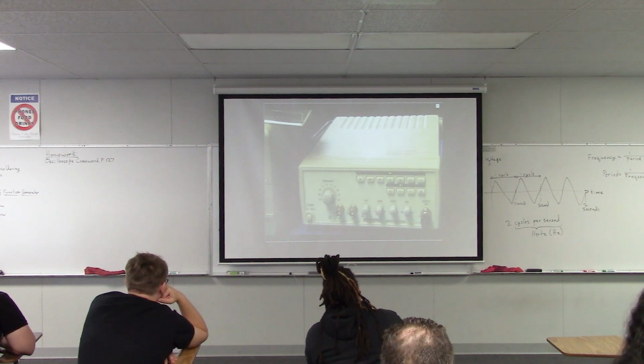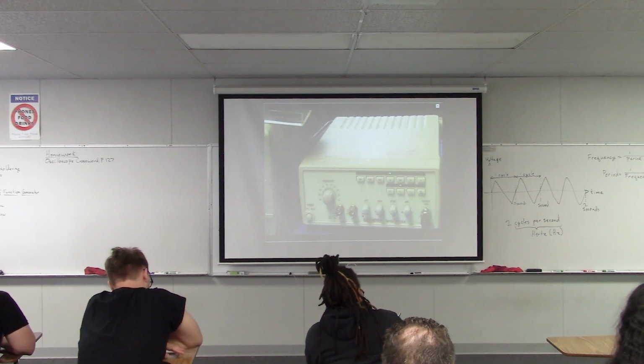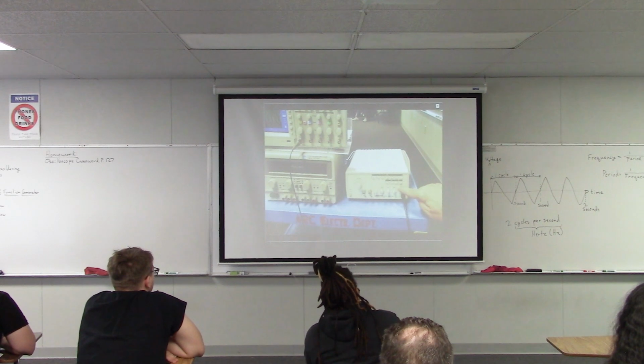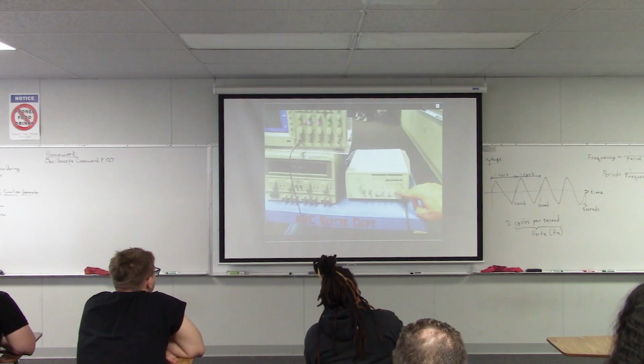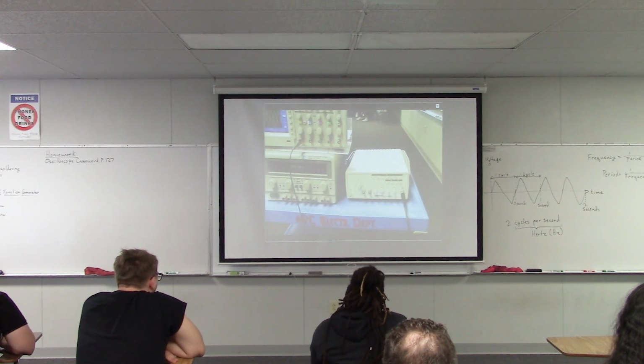Okay? So that's how we actually set the frequency there. So any questions about that? All right. So those are the controls on the function generator. Again, we can use these buttons to set the shape. We can use this knob to set the amplitude. And then we can use the range and the knob to set the frequency. Those are the main three controls. So any questions about the function generator before we move on?